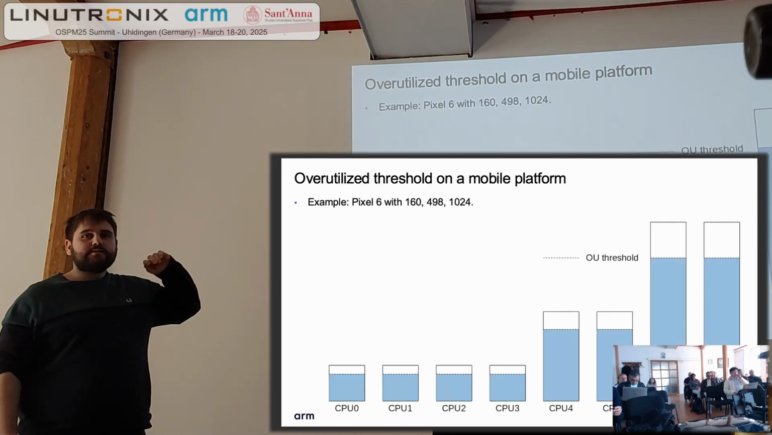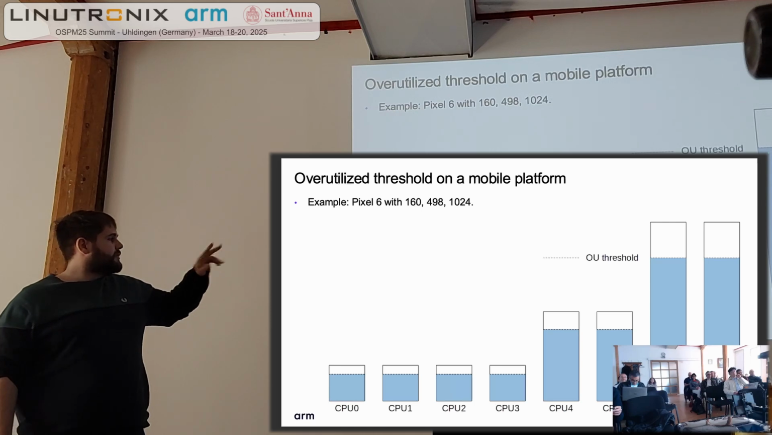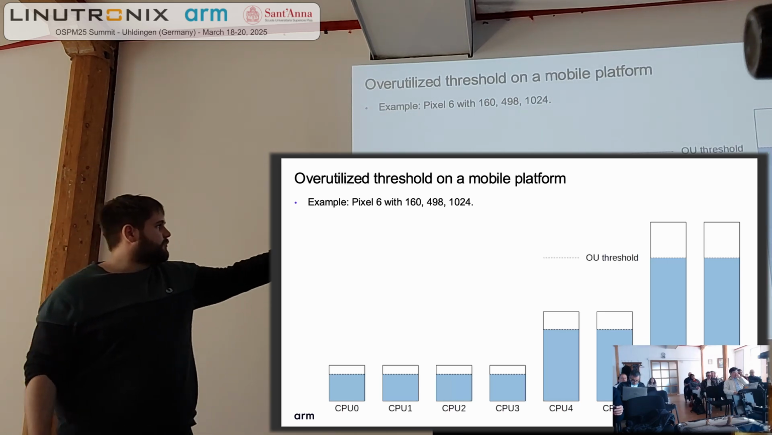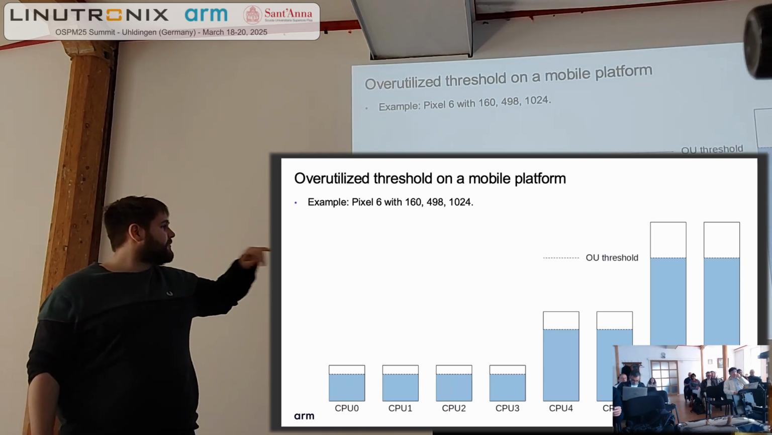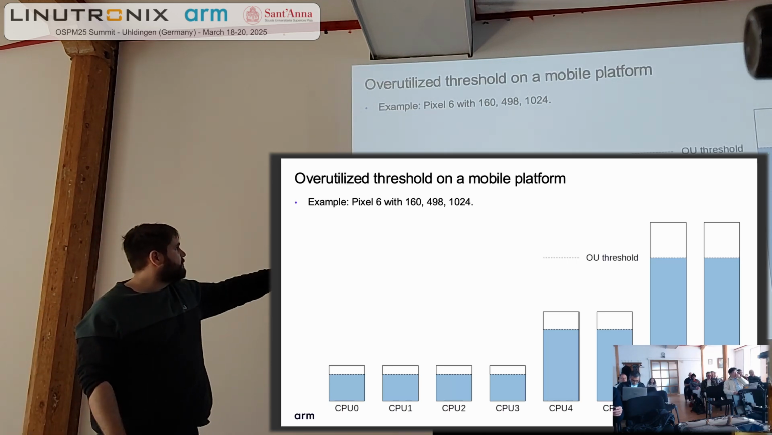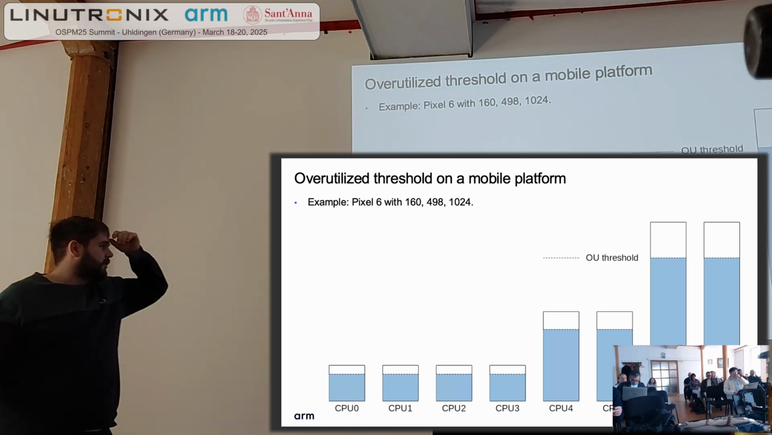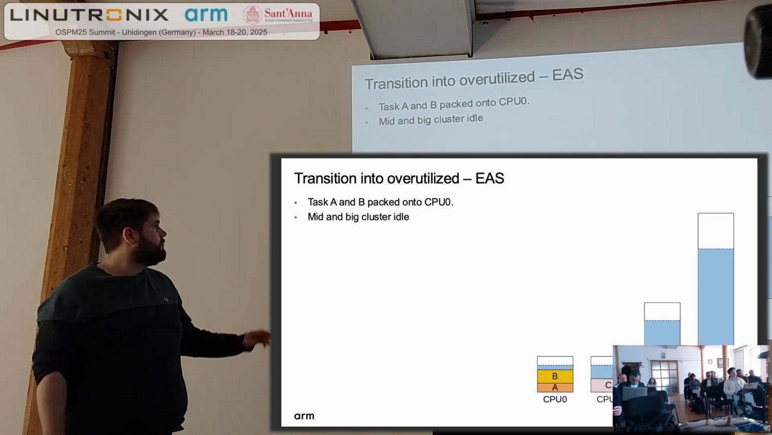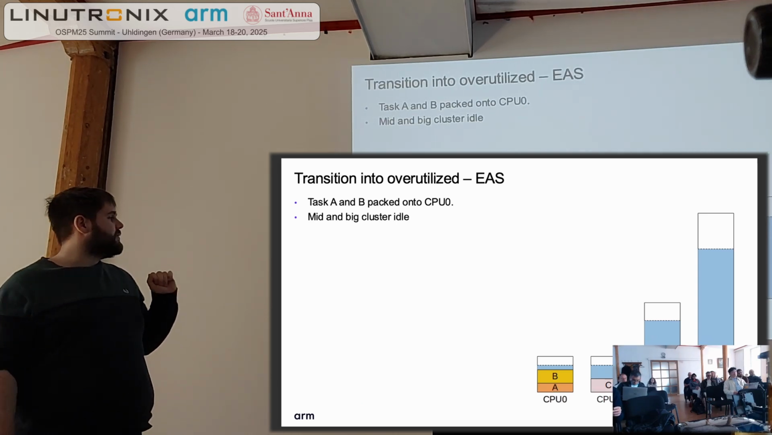So this is a Pixel 6. 3 clusters: 4 little CPUs, 2 mid CPUs, and 2 big CPUs. I basically just walked through that example by explaining that. I've put the 80% here. I'll walk you through one of the good EAS examples.